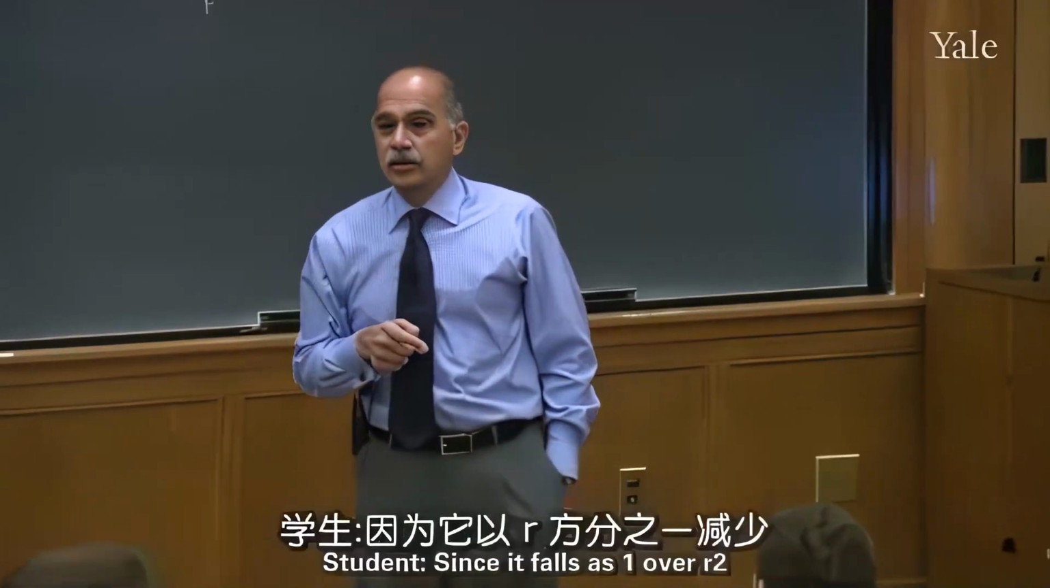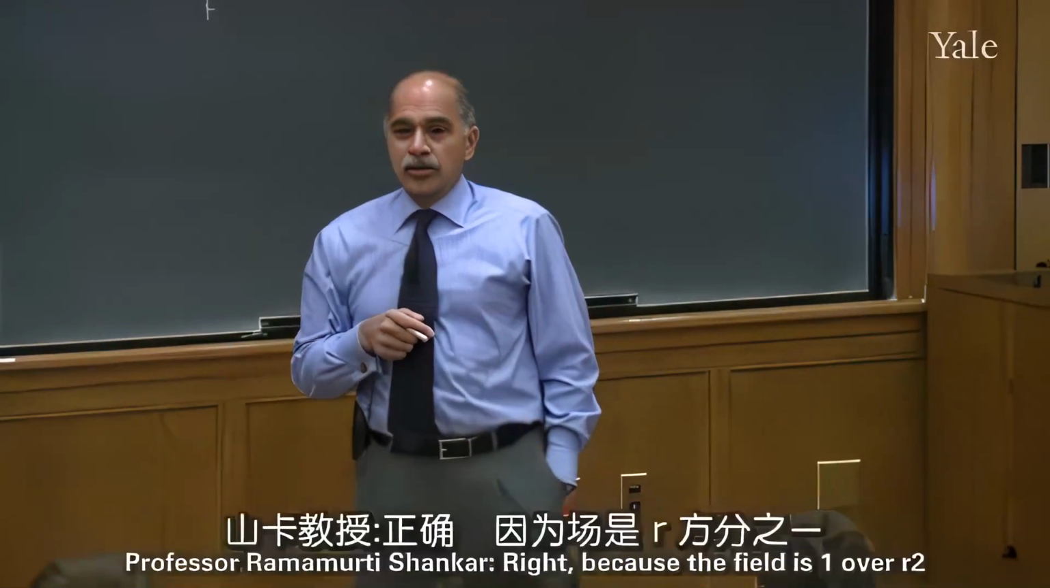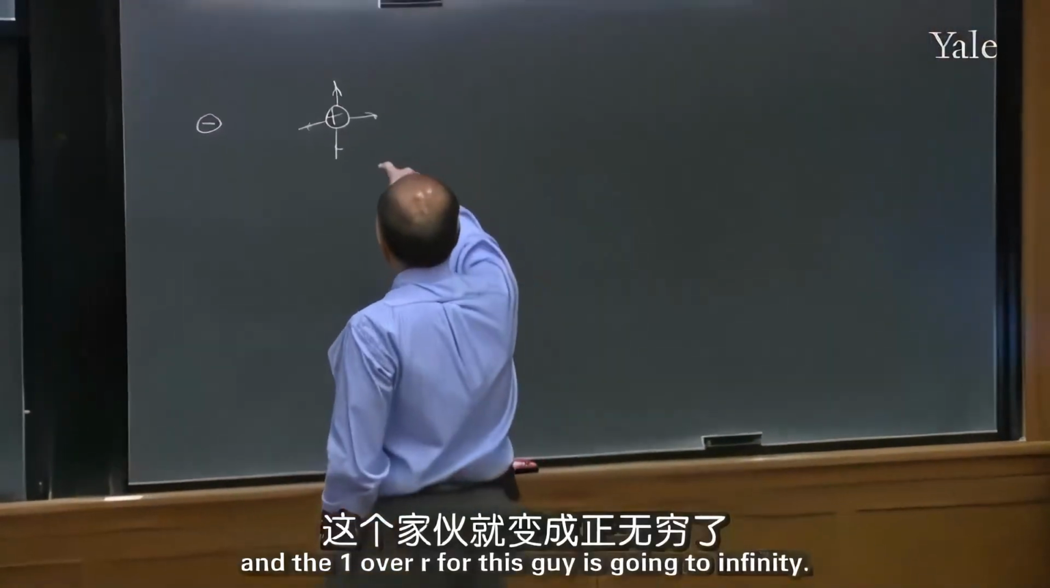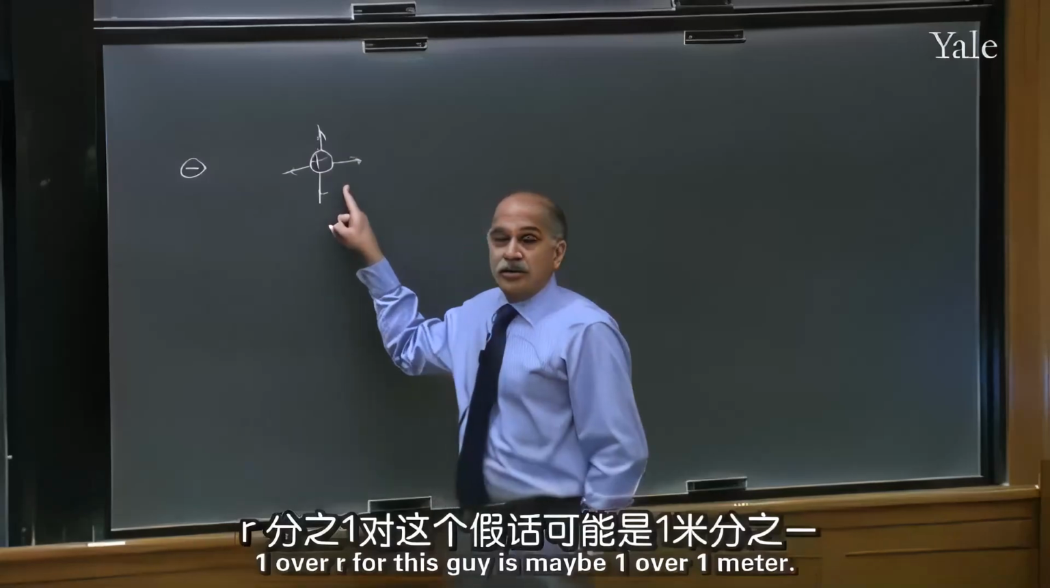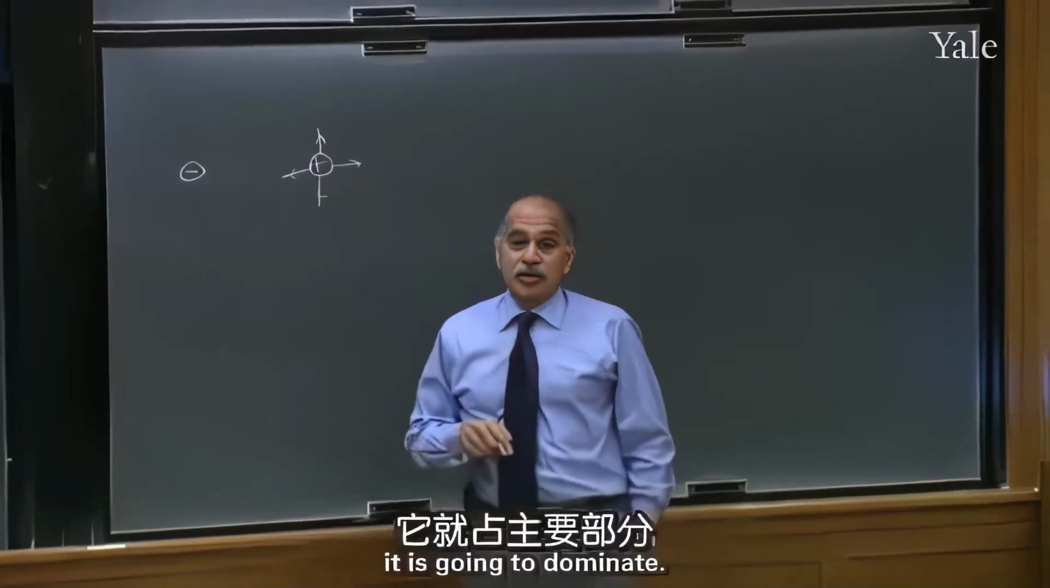Yes? Since it falls as 1 over r squared and you're so much closer to one than the other... Right. Because the field is 1 over r squared, and the 1 over r for this guy is going to infinity. 1 over r from this guy is maybe 1 over 1 meter. It's finite. So when you come arbitrarily close to a charge, it is going to dominate.